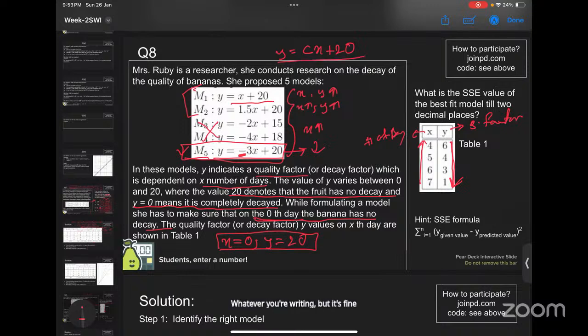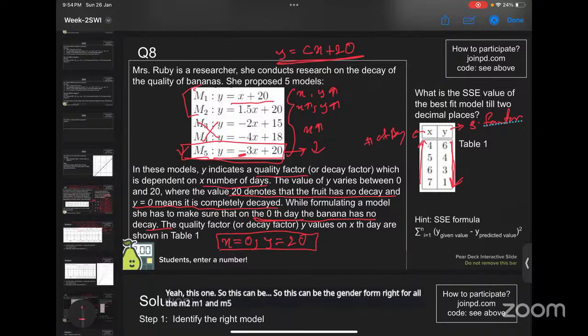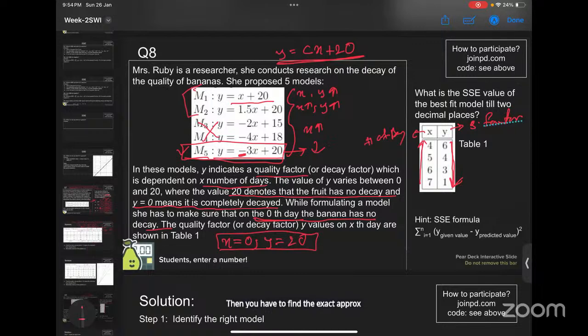Okay. Now this can be the general form for all of M2, M1 and M5. Then you have to do the same procedure. You have to take this as your equation, then find the exact and approximate values, then calculate the SSE, and then calculate the minimum of the SSE. Then you will get the value of C, and the value of C will represent the exact model.